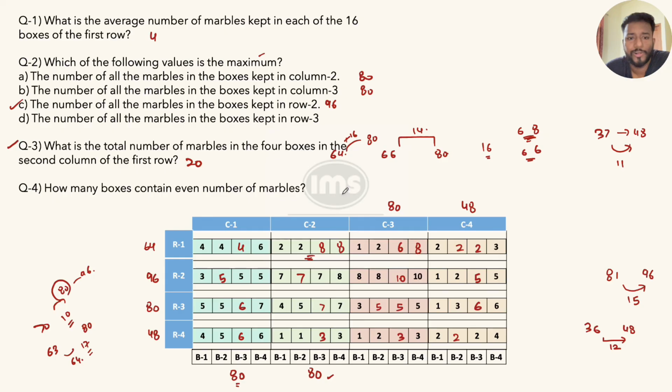This is done. How many boxes contain even number of marbles? So we could simply count all the even values. So 1, 2, 3, 4, 5, 6, 7, 8, 9, 10, 11, 12, 13, 14, then 14, 15, 16, 17, 18, 19, 20, 21, 22, 23, 24, 25, 26, 27, 28, 29, 30, 31 and 32. So there are 32 boxes with even number of marbles.